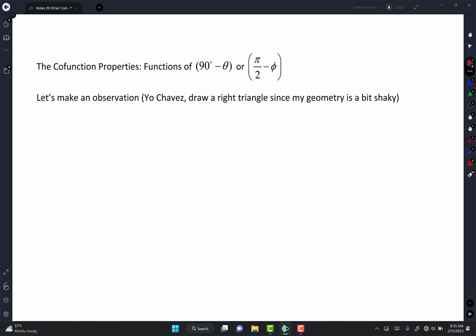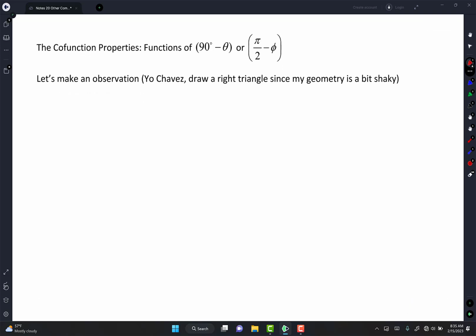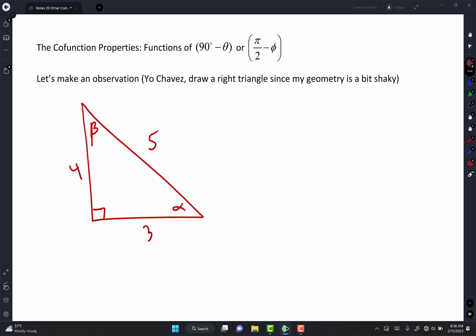All right. Cosine and sine differ by 90 degrees, or pi over 2. You guys already know that. Let's just draw a right triangle. I think it's pretty easy. That's my right angle. I'll call this alpha, and I'll call this beta, a capital B kind of. And I'm going to say that's 3, that's 4, and that's 5. I want you to observe something. SOHCAHTOA.